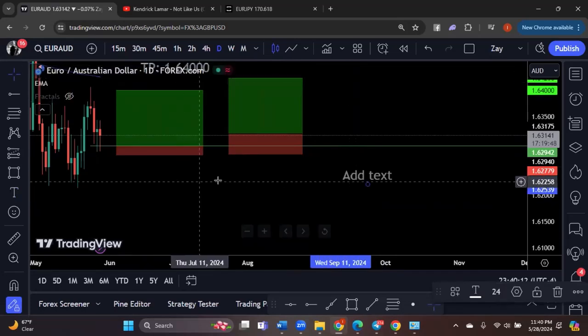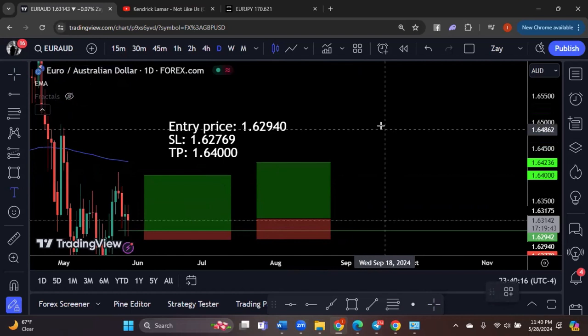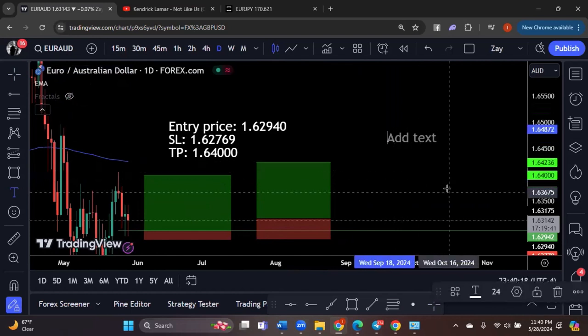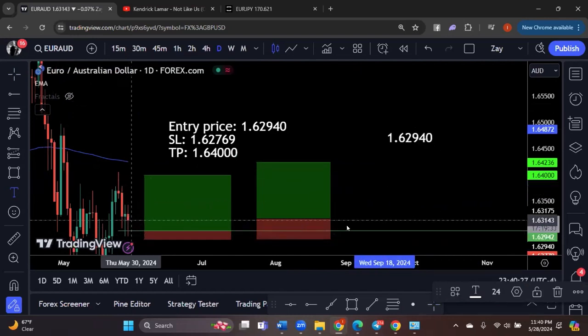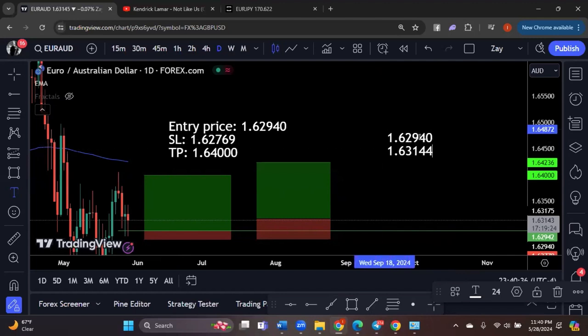For this example, I can show you like this. All right, manually, the best way I can show you. So if entry price is 1.62940, and market is currently at 1.63144. All right, let's switch that because we don't do math like that. That's gonna give me a negative number.